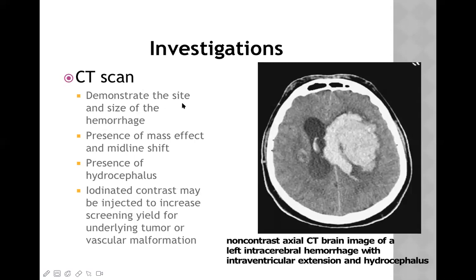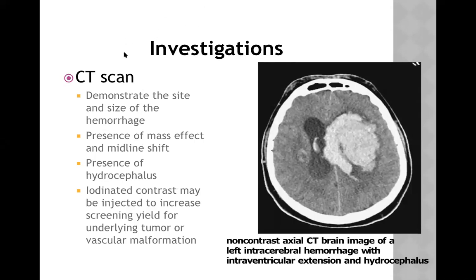CT scan demonstrates the site and size of the hemorrhage. So where exactly inside the brain the blood clot has collected and how big is it? Presence of mass effect and midline shift. Mass effect and midline shift. Mass effect means, now see, this is a blood clot here. This is a blood clot.